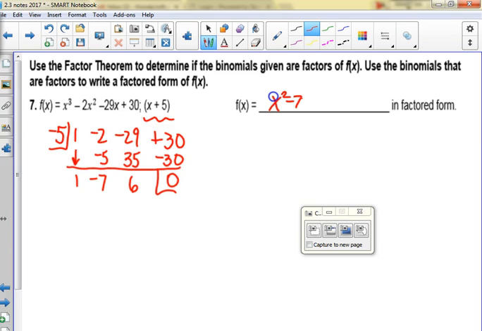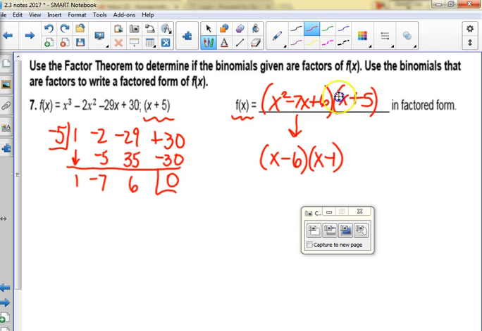Okay, x squared minus 7x plus 6 times what gave us the original polynomial, though? We just factored out a what? X plus 5. Okay, we want it to equal the original f of x. Now, does this factor further? x minus 6 and x minus 1 gives us a minus 7 and a plus 6.